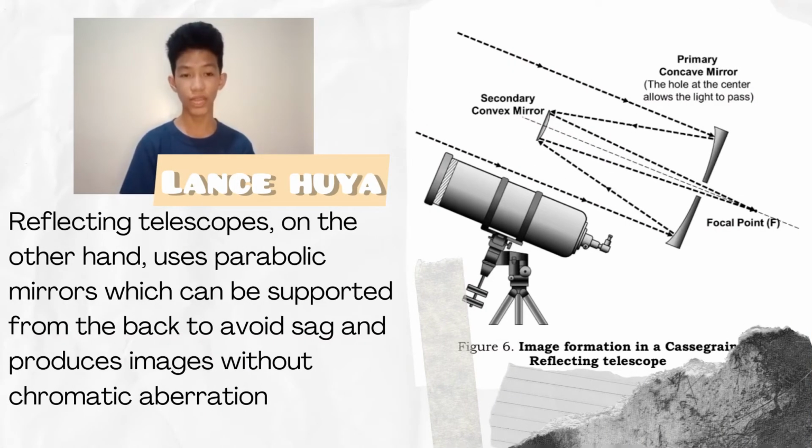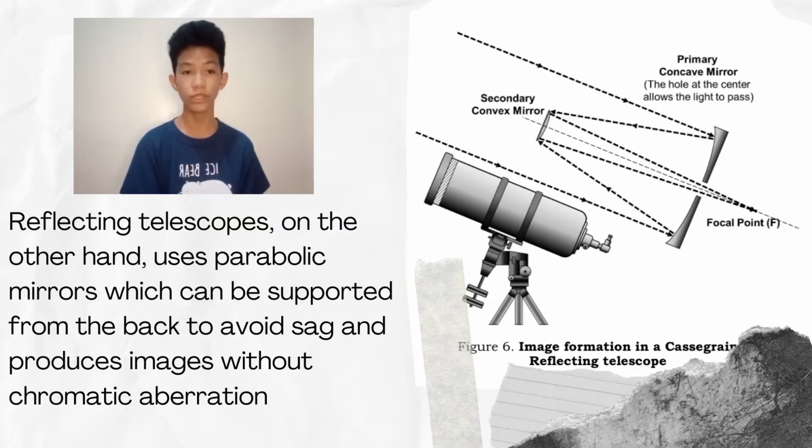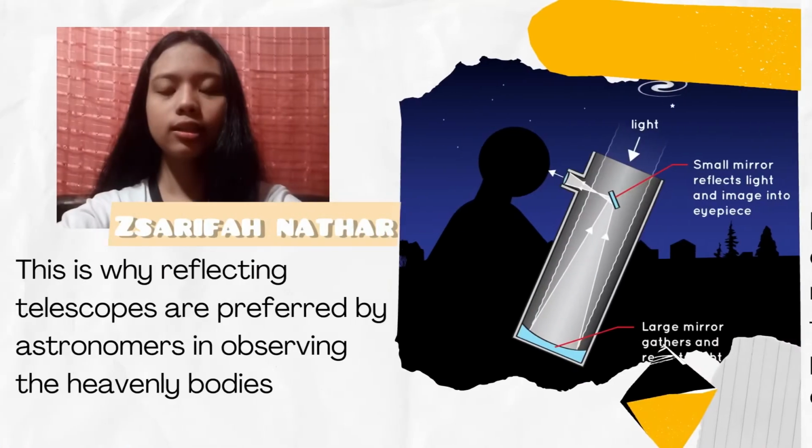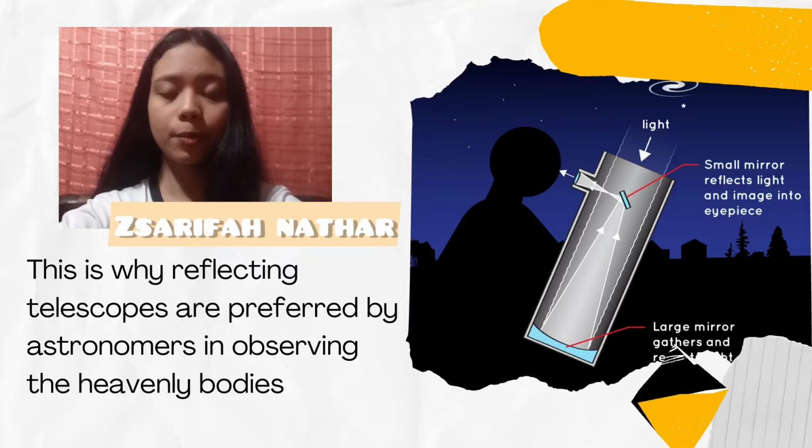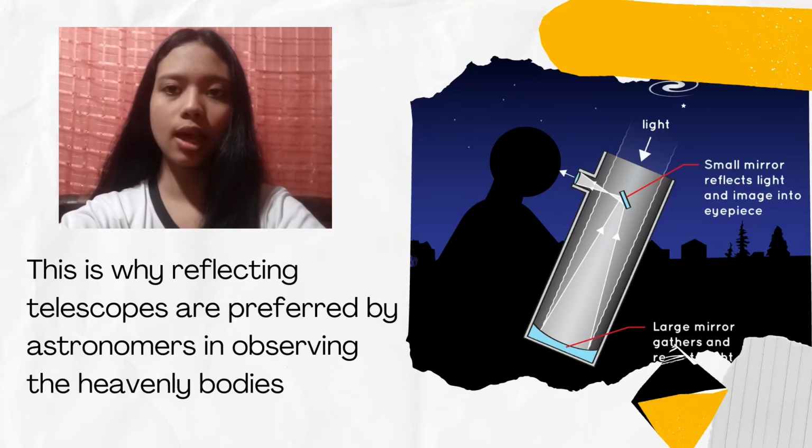Reflecting telescopes, on the other hand, use parabolic mirrors which can be supported from the back to avoid sag and produce images without chromatic aberration. This is why reflecting telescopes are preferred by astronomers in observing the heavenly bodies.